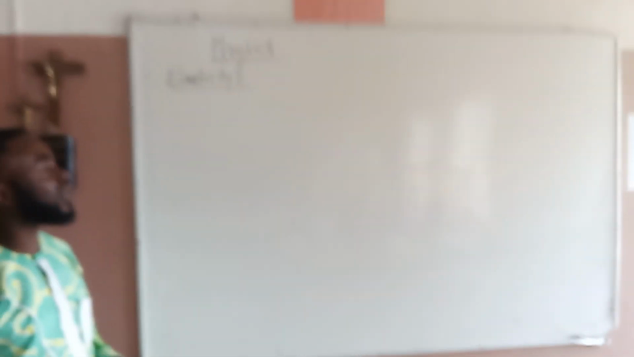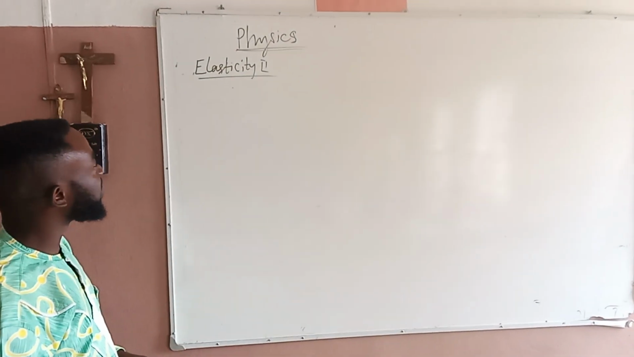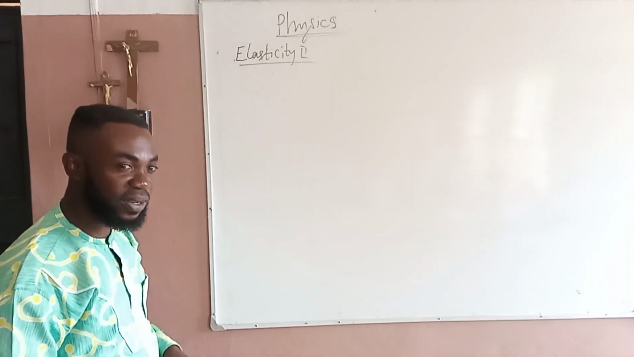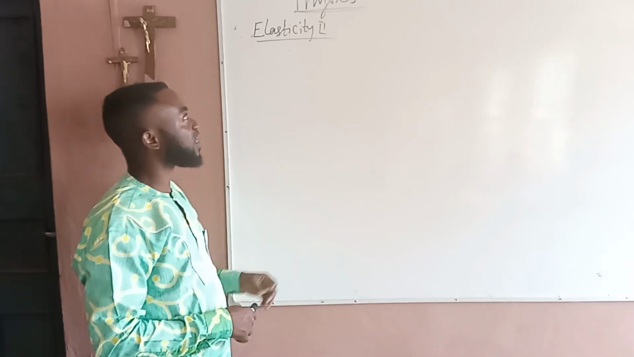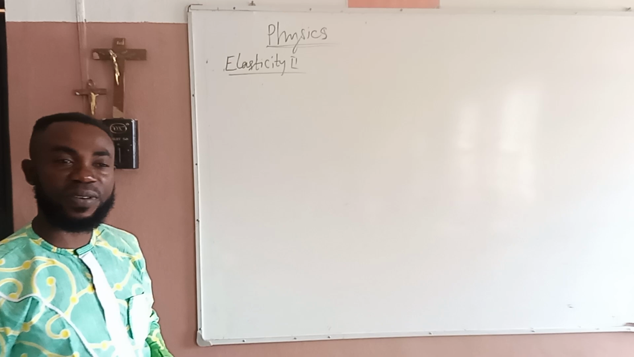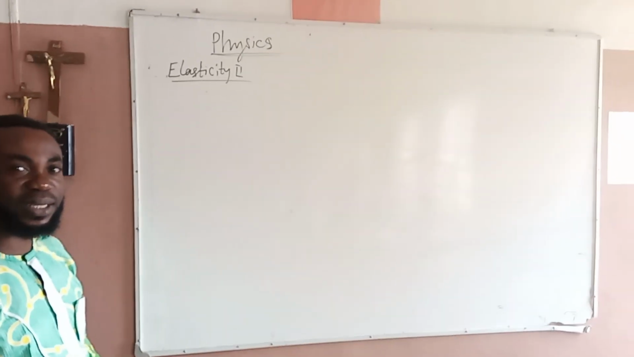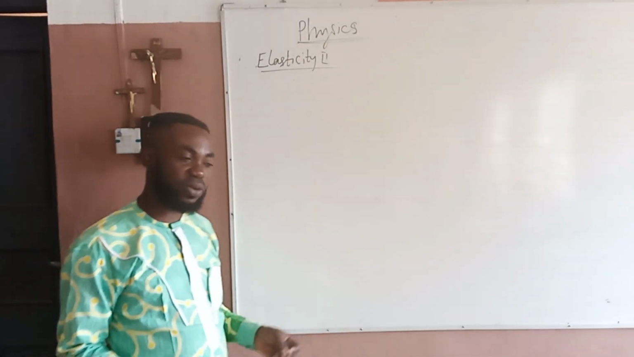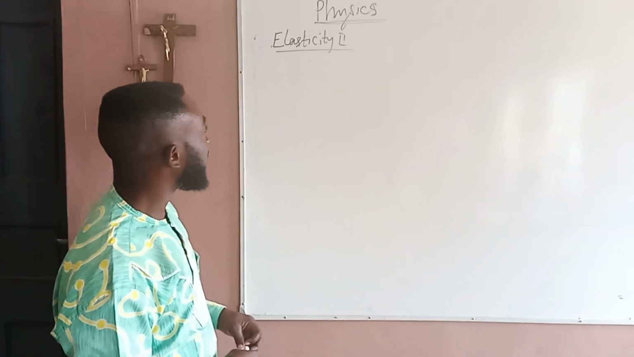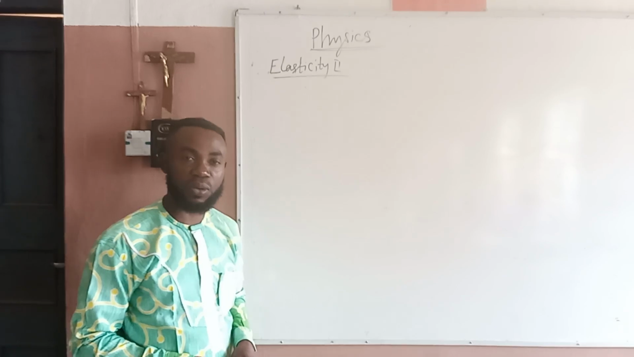In our physics class, we are considering the topic elasticity, Elasticity 2. I believe you must have followed the first teaching, Elasticity 1, wherein we discuss the concept and meaning of elasticity, which is a tendency of a material to regain its original form after undergoing a stress. And then we consider Hooke's law.